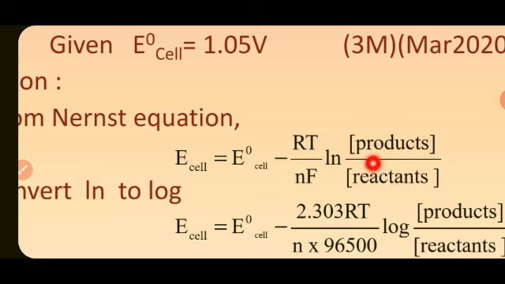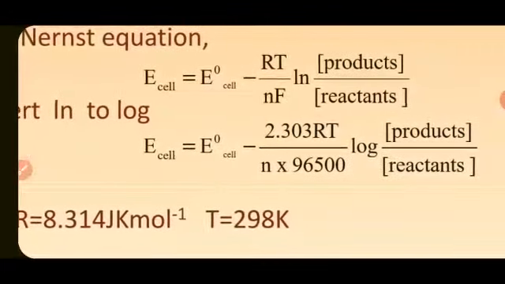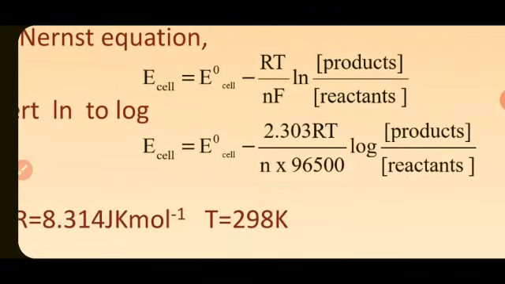This is the formula for the complete cell, which includes the 2 electrodes joined with a salt bridge. Now to convert this Ln into log, we always take a constant, that is 2.303. So multiplying by 2.303 RT upon n into F, where the Faraday value is 96,500. This value 2.303 RT upon 96,500 comes as 0.0591, which we already saw in the last class.